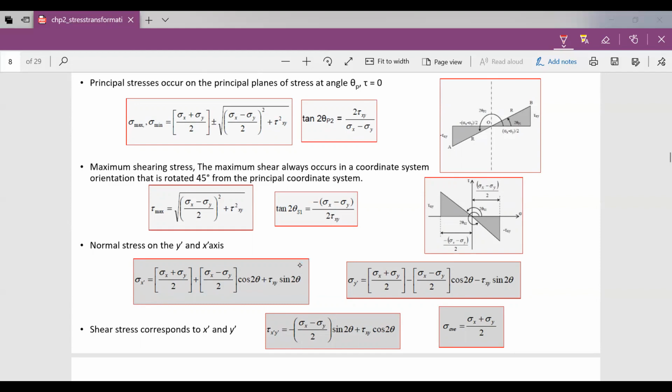We also have the formula for maximum shear stress. The maximum shear stress always occurs in a coordinate system orientation that is rotated 45 degrees from the principal coordinate system. We also have the normal stress on the y prime and x prime axes, and the shear stress corresponding to x prime and y prime.